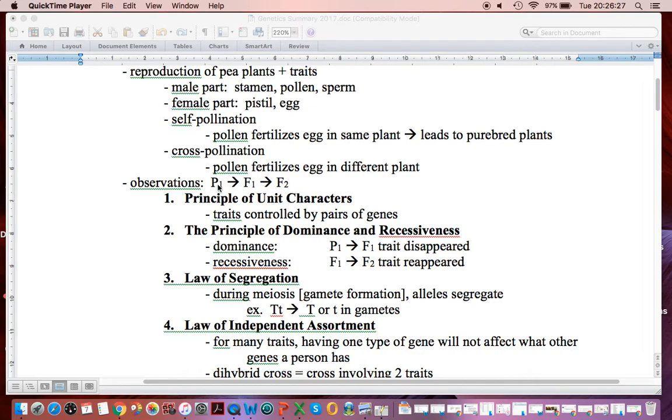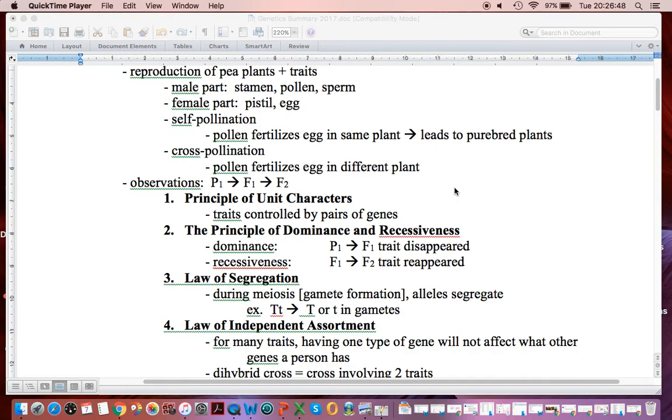The observations were from the P1 to the F1 to the F2. P1 was the first generation of the purebreds. The F1 was the result of that cross, and they happened to all have identical heterozygous genotypes. And then he thought, what will happen if he crosses that? And that gave us the F2 generation.